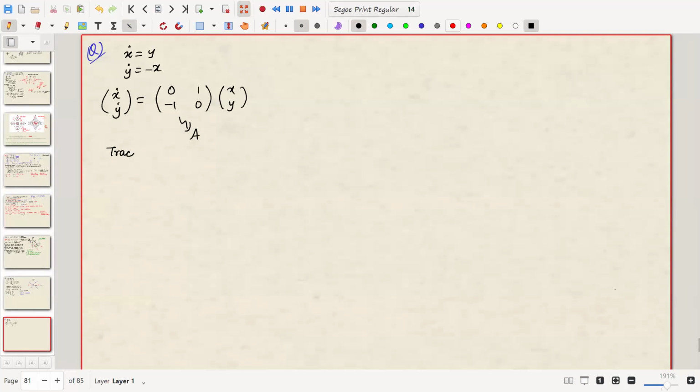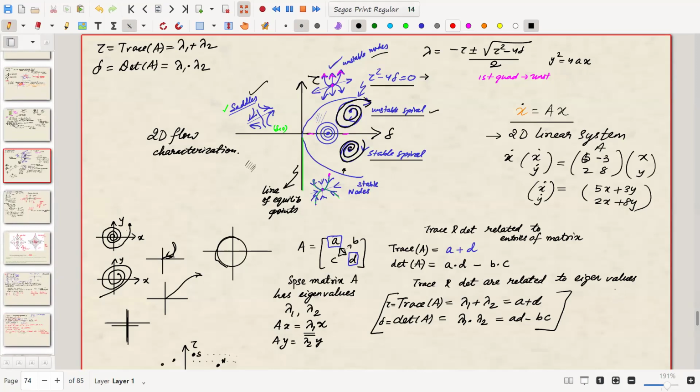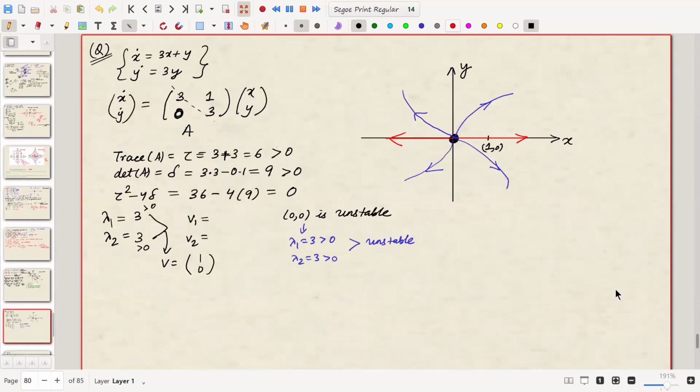Can you compute the trace? 0. Can you compute the determinant of A? 1. So determinant equals 1, trace is 0. Where will it lie? So tau equals 0 and delta equals 1. Can you say where it will lie? On this axis, right? If it is lying on this axis, how should it look? It should look like circles, periodic orbits. So that's the idea.